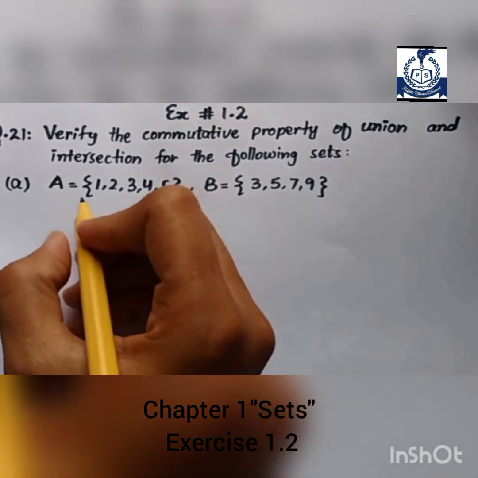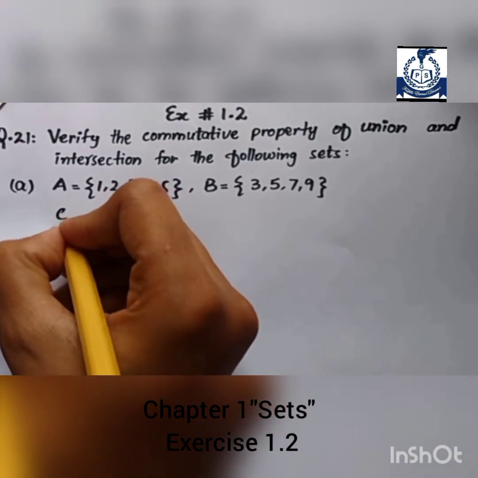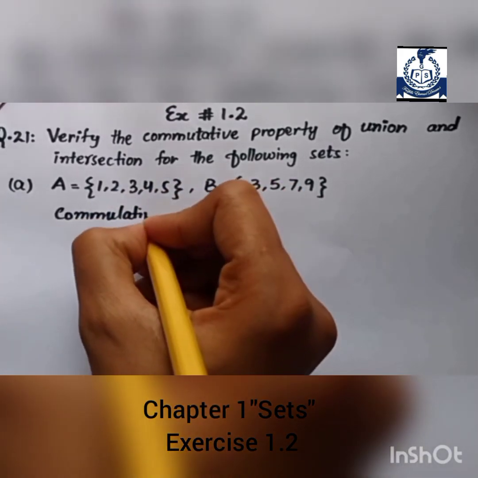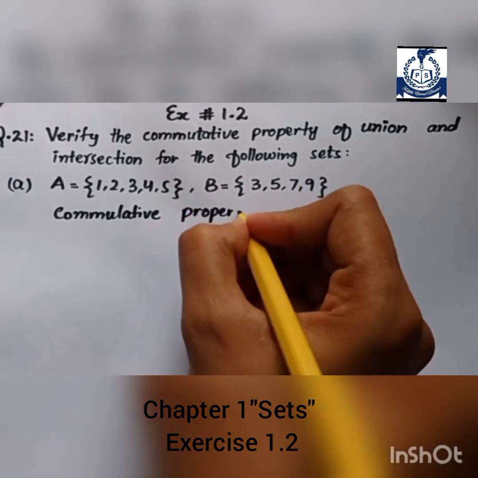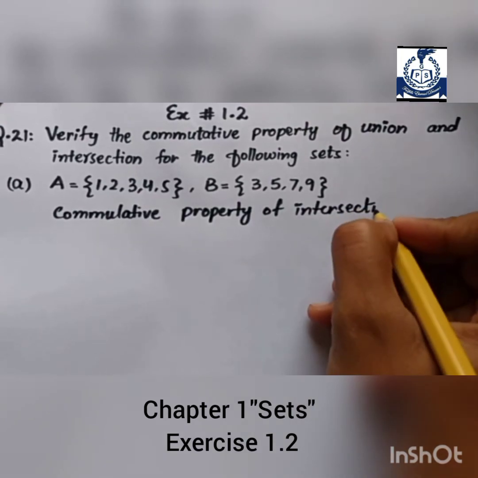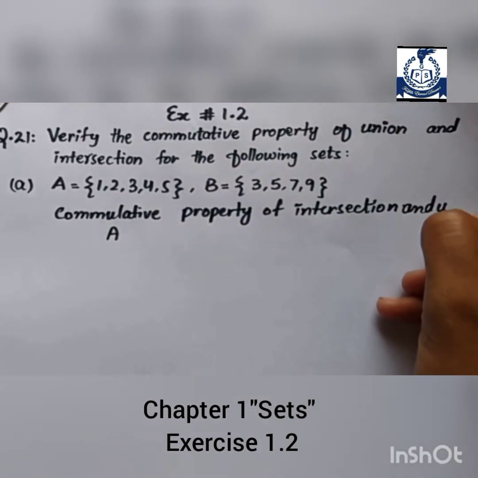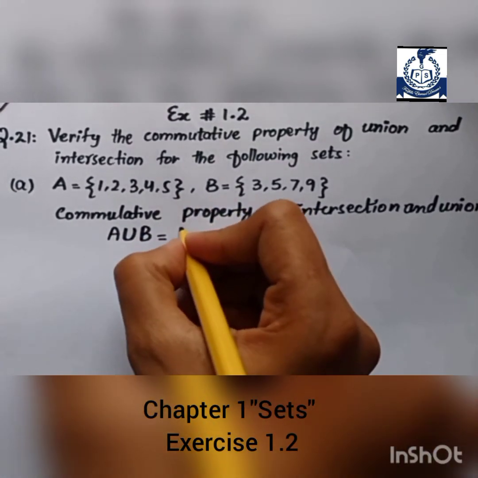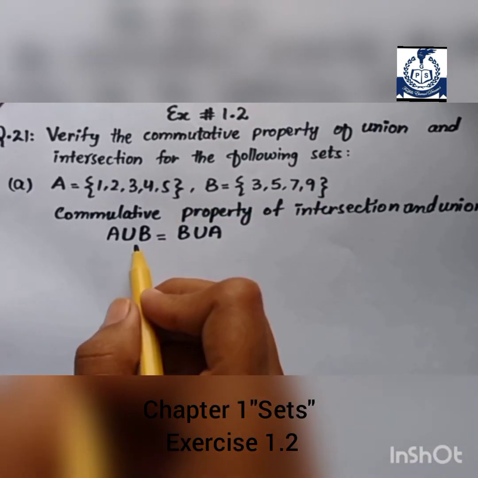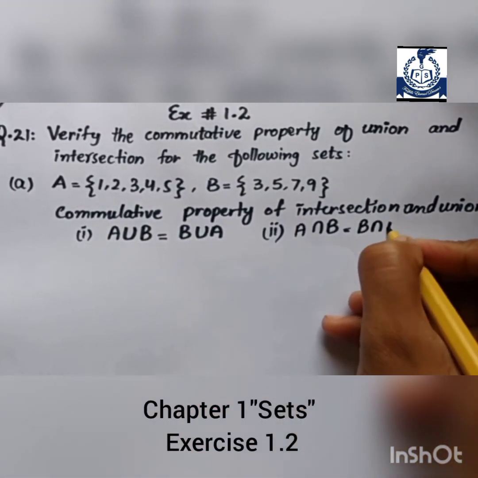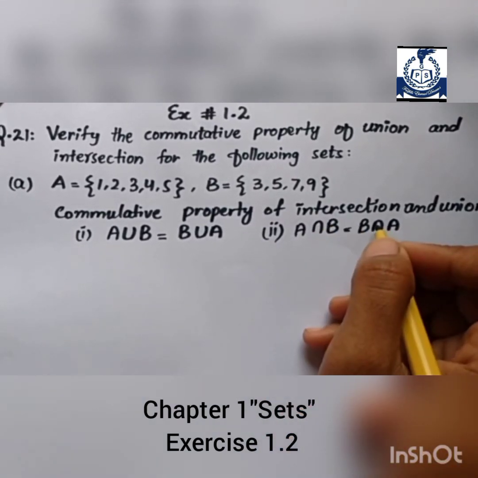So here we write commutative property of intersection and union. So first I write commutative property of union. A union B is equal to B union A. If we solve A union B or if we solve B union A, in both conditions we get the same answer. Commutative property of intersection is A intersection B is equal to B intersection A.